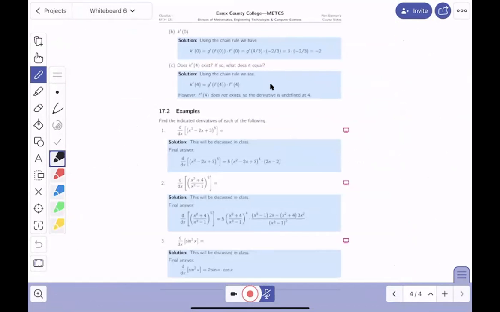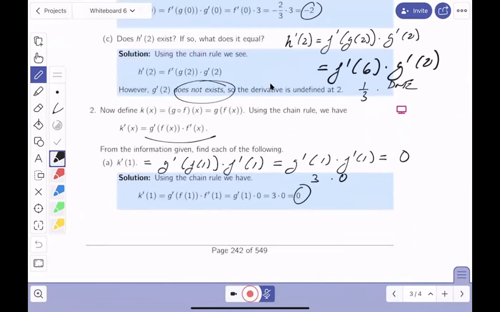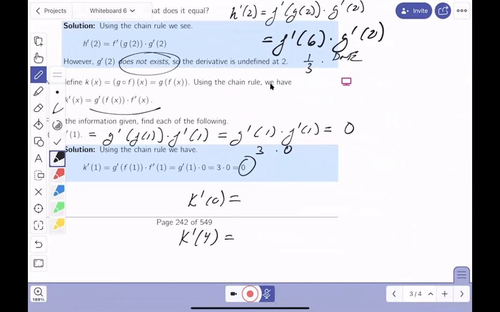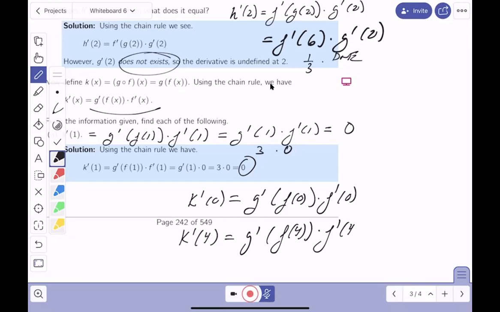K prime at 0 and K prime at 4. I'm getting better. Let's write K prime down. That's going to be g prime of f of 0 times f prime of 0, and this is going to be g prime of f of 4 times f prime at 4. Again, I'm getting a little better at this.